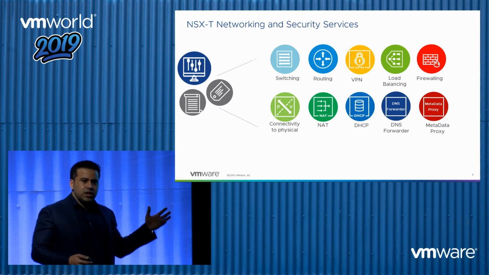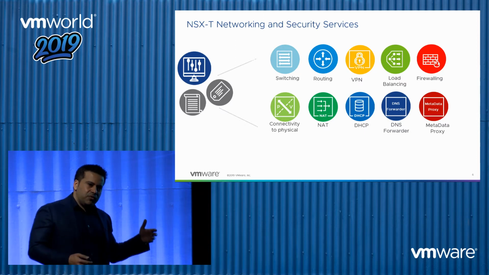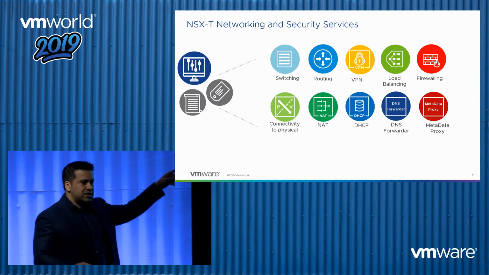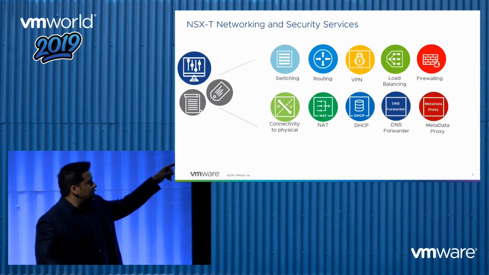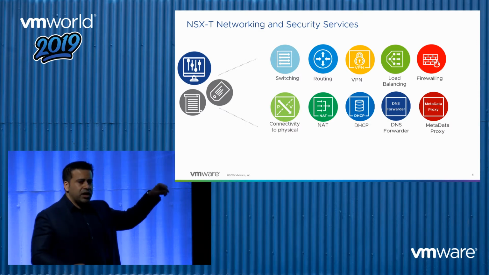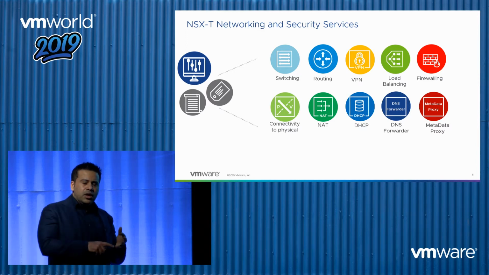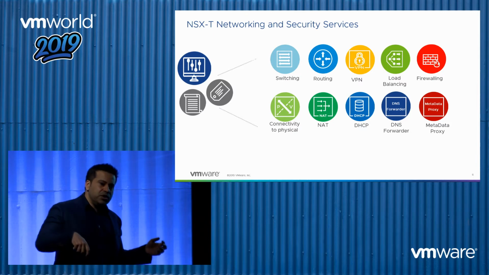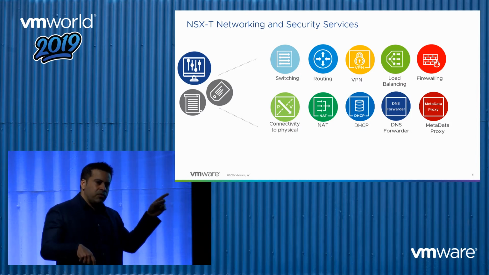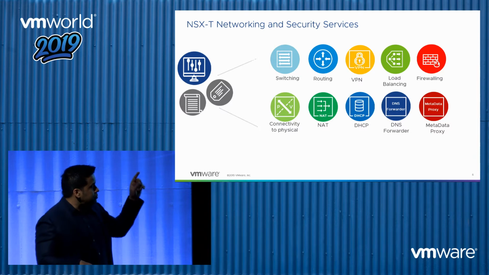So NSX is an SDN platform. It's a solution that will provide you a rich set of services with all the fancy routing features, VPN, both L2 and L3, IPsec VPNs, load balancer. You have L4 and L7. You could natively use this load balancer for Kubernetes environments as well.